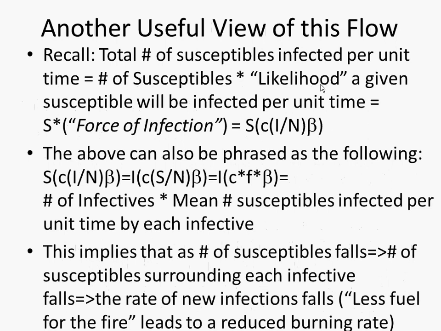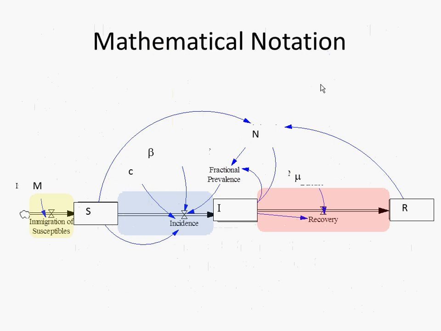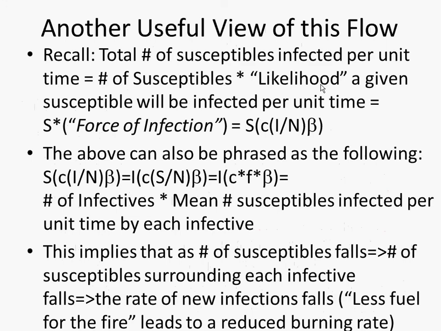Okay. Another way I'd like to turn this around: we just interpreted this term as the number of infections occurring per unit time, and we thought of that from a susceptible's perspective. So I'm a given susceptible, what's my chance of getting infected? I'd like to turn this around, and it will give us considerable insight in a couple of ways. The most important one is this. If we have S times C times I over N times beta, by commutativity we can pull the I out in front and put the S inside, and we get I times C times S over N times beta. This is from the perspective of an infectious person.